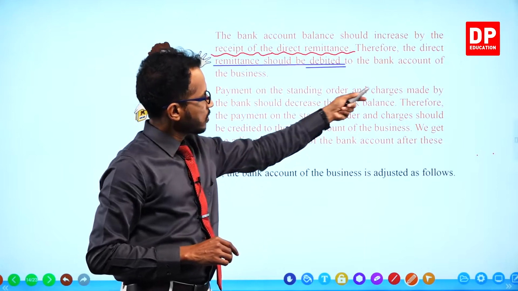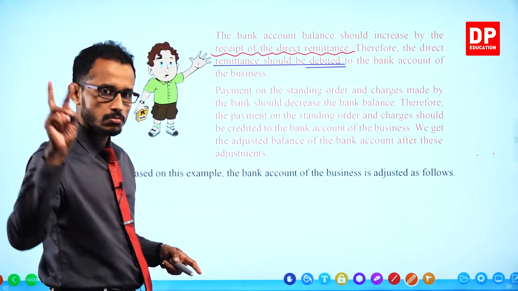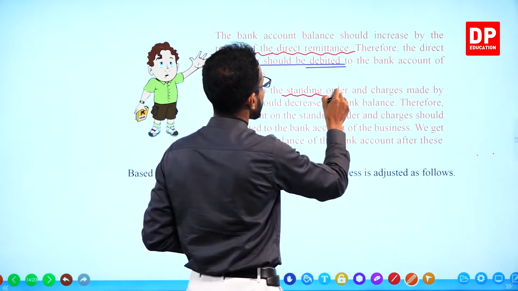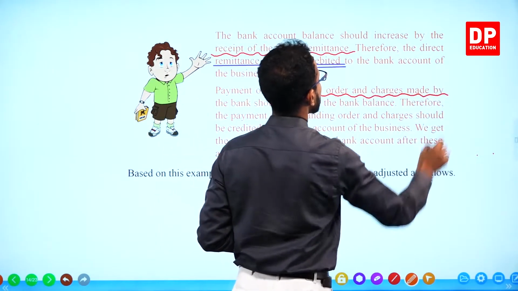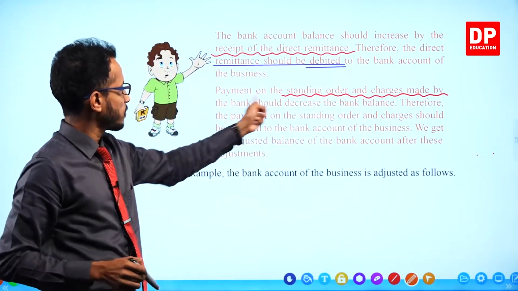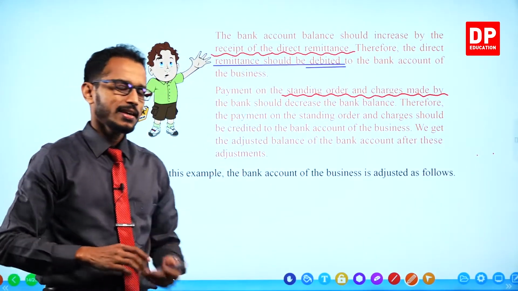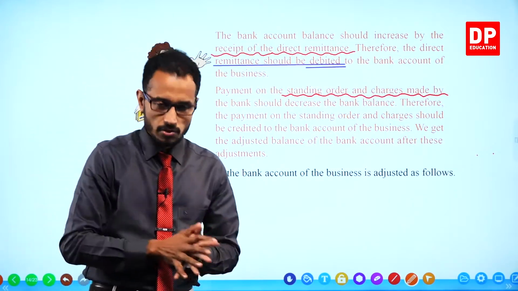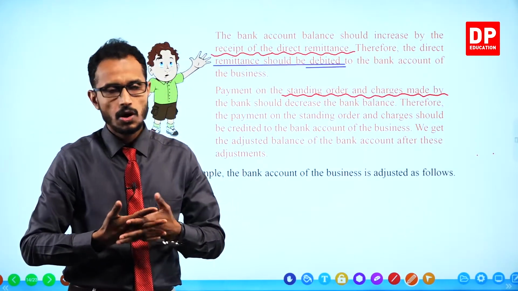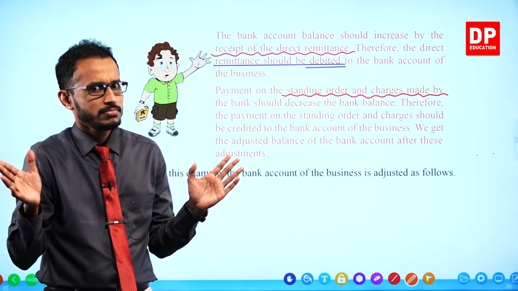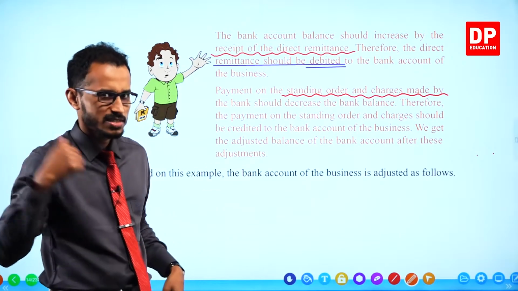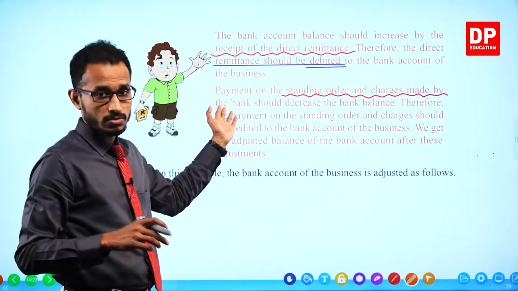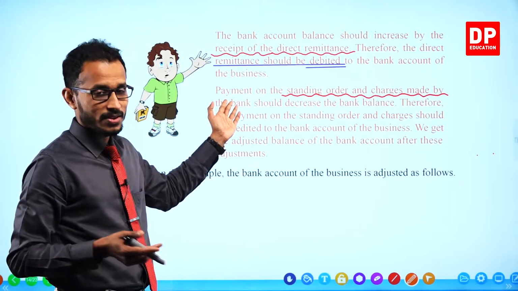Payments on standing orders and bank charges, both items. Payments on standing orders and bank charges made by the bank. They decrease the bank balance. You know what standing orders are? No, I'm not going to explain again. Why? They were explained really well. Right? So, not repeating again. Not repeating now.